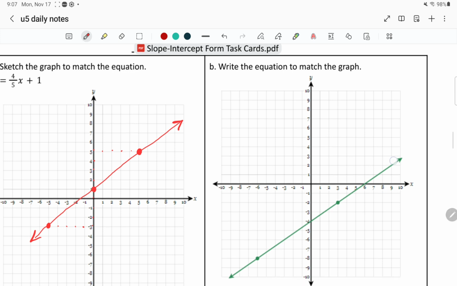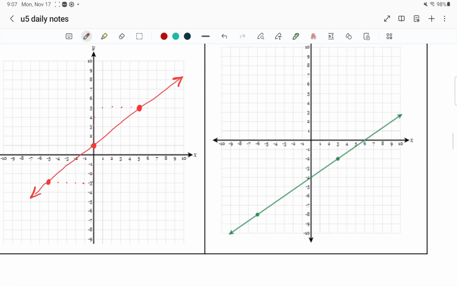We're going to write the equation to match this graph. Almost looks the same, just a little bit lower. So my y-intercept is negative 4. So I'm just going to write that. Right? My goal is to make something that looks like this. And I know that my y-intercept is negative 4, so we're just going to drop it down.